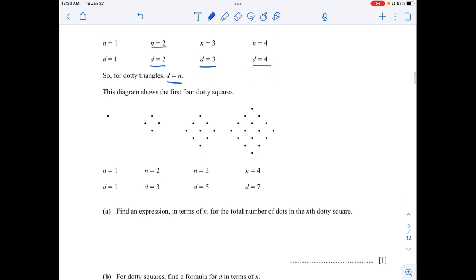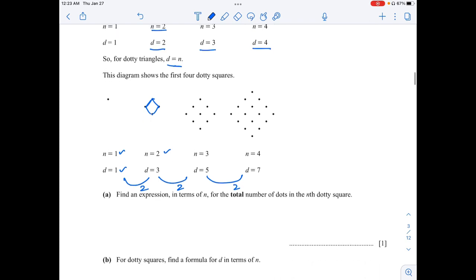Now this diagram shows the first 4 dotty squares. N is equal to 1, d equal to 1. N is equal to 2, there are two dots on each side. N equal to 2, but d is nothing but what? I have to add 3 more. So what is the pattern you can see? 2 has been added, 2 has been added. You can see the pattern. Find an expression in terms of n for the number of dots in the nth dotty square.